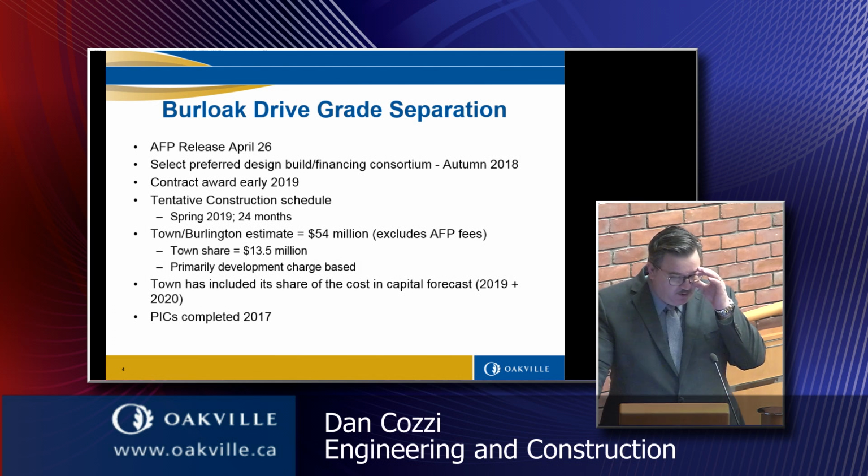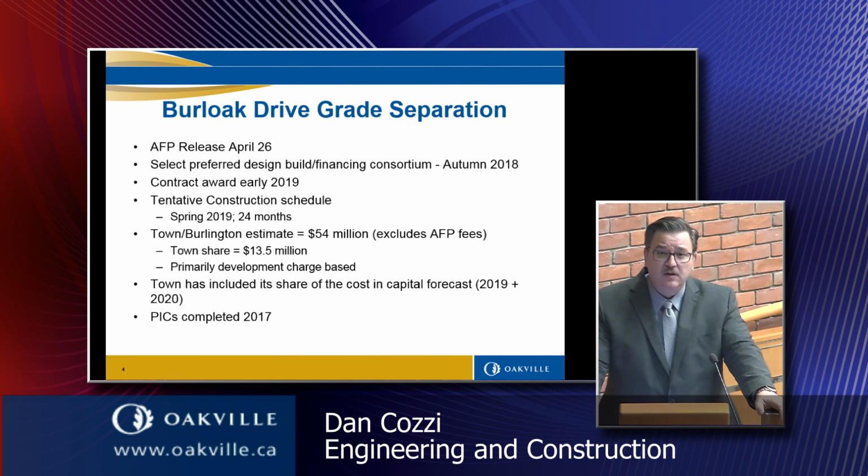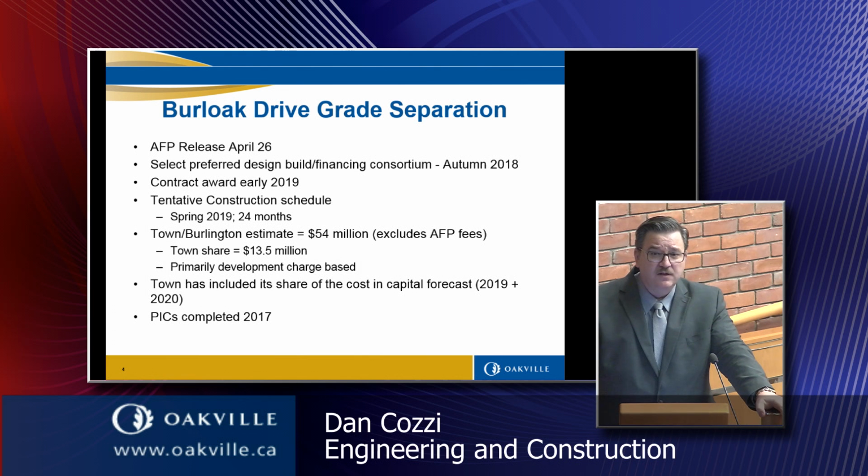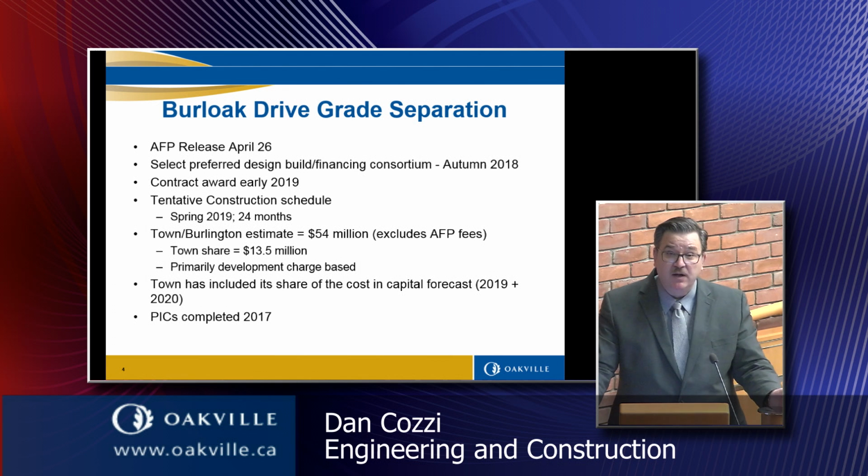There's an interesting point that I just learned in the last week, that Infrastructure Ontario applies a fee to the AFP process. So we have to resolve what these fees are and what these other costs may be. We believe $54 million is more than reasonable for this grade separation, and our share would therefore be $13.5 million based on that. We have that money. We've budgeted for that cost.